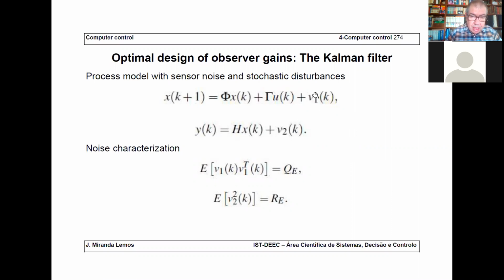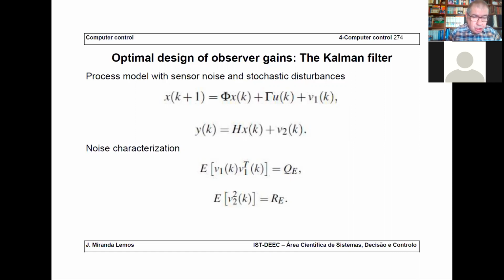For instance, if you have an aircraft and you have some variation in the atmosphere, then you can model this as a stochastic process that models the disturbance caused by the stochastic changes in the atmosphere as the aircraft flies. And the power of this disturbance is QE. If you have noise, the power of the noise V2 is RE. So the expected value of the square of the variable in steady state. Okay, this is taken in steady state.